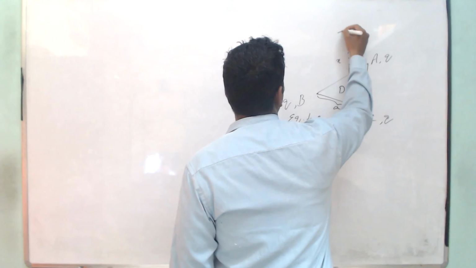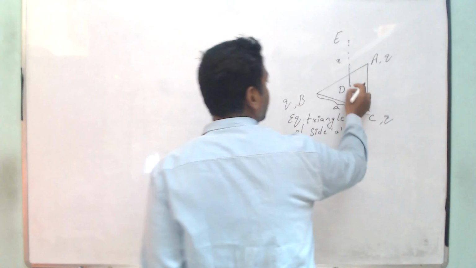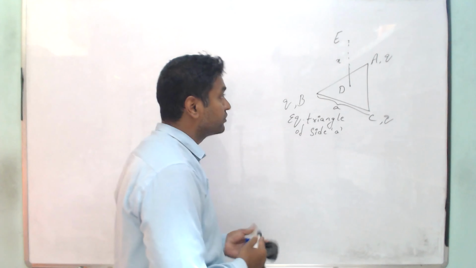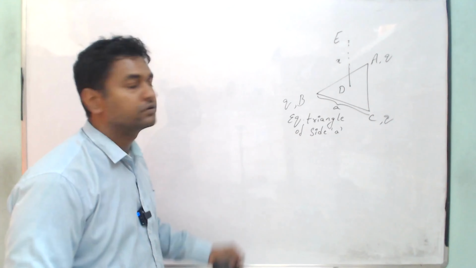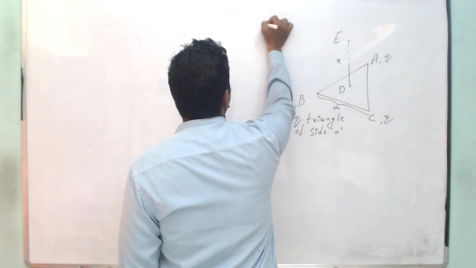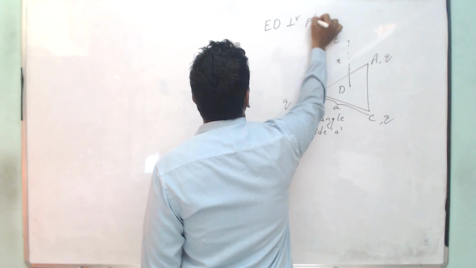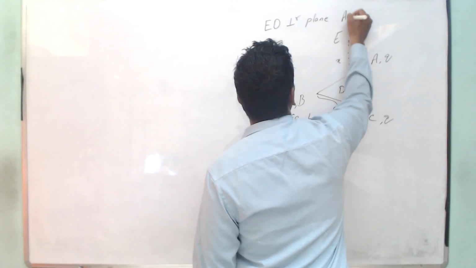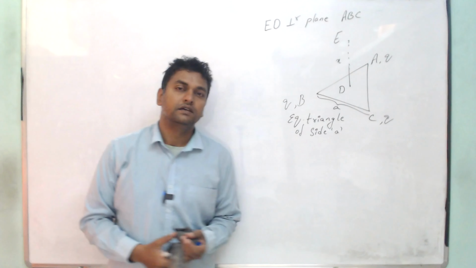So let us say there is a point E at a distance x above the center of the equilateral triangle and perpendicular to the plane of the triangle. That means our line ED is perpendicular to the plane of ABC, or you can say the plane containing ABC.